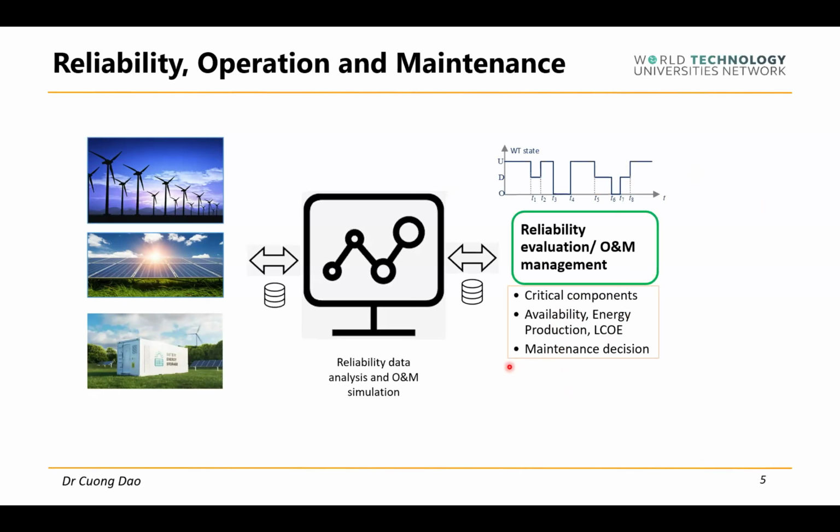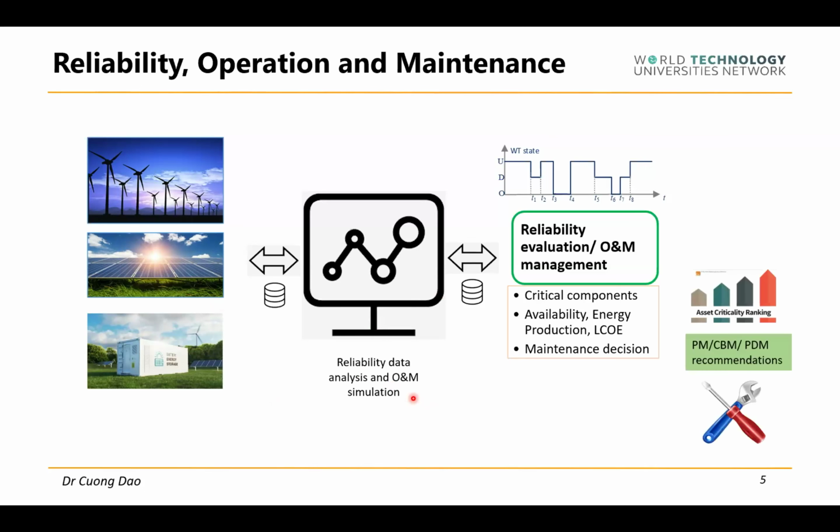Essentially, we do some computer simulations and also some reliability data analytics based on the information we collect from the system, and we also build a computer simulation model to simulate the operation of the system. Then we can do all sorts of things, for example find which assets or components within the system are critical, so we can pay more attention to them, and also recommend what kind of PM, that is preventive maintenance action, or condition-based maintenance, or predictive maintenance actions, to the system owner to operate and make it more efficient.